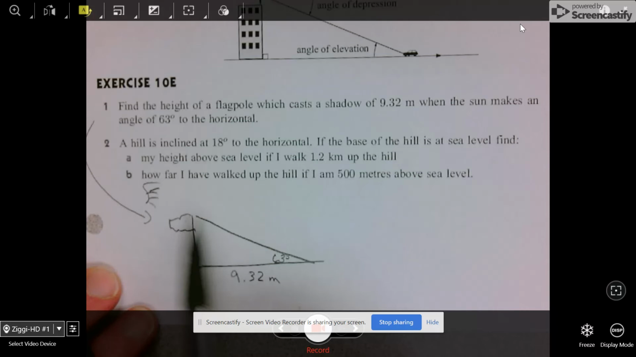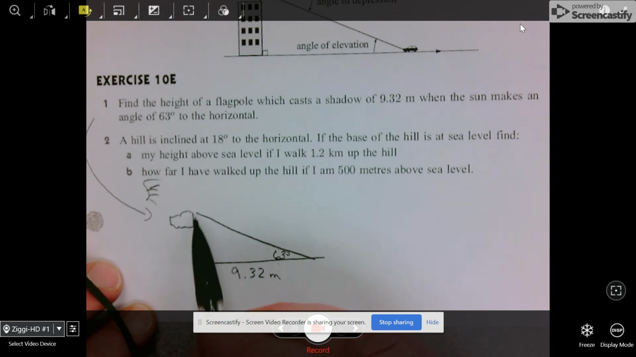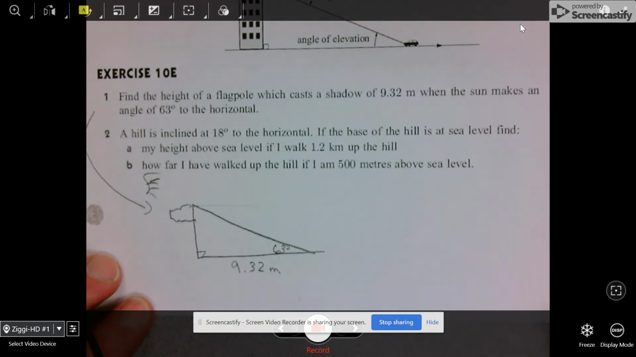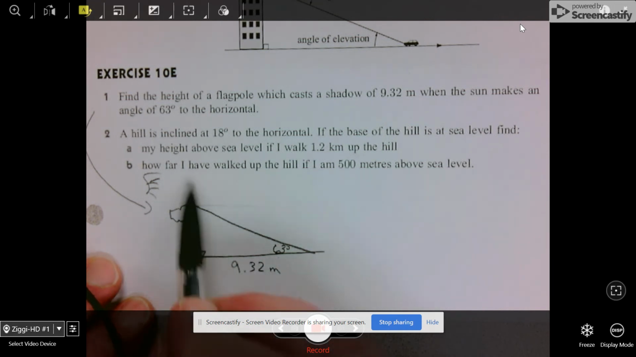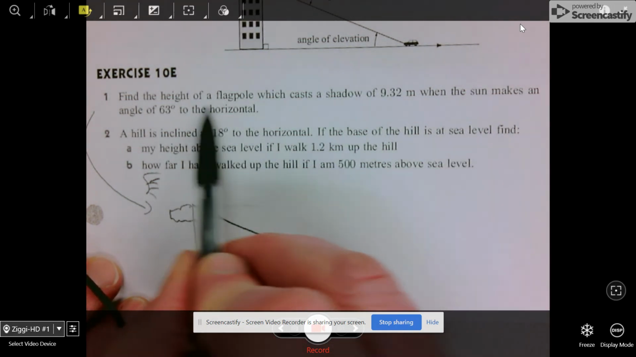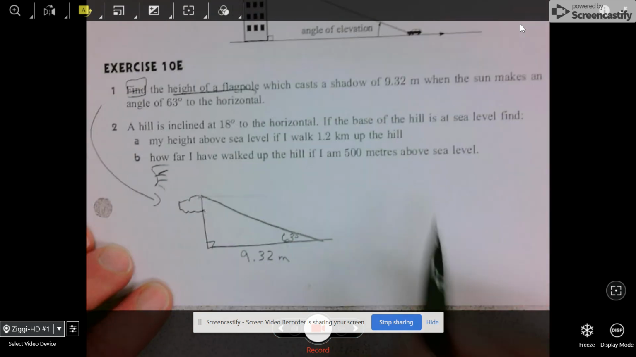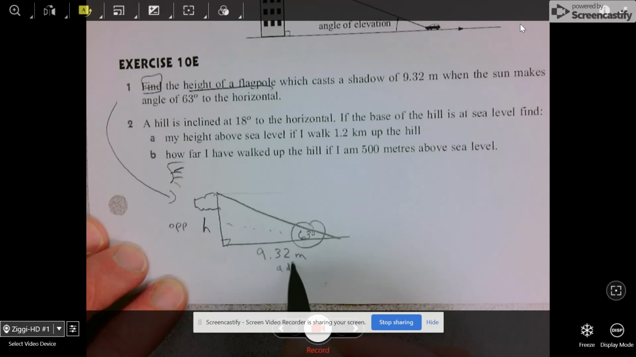So in this case, they're going to ask us to find the height of the flagpole. So there's the height. So I look at my reference angle, and the height is the opposite side, and the number we know is the adjacent side. So opposite and adjacent, that is tangent. So I can write an equation. The tangent of 63 is h over 9.32. Multiply to solve.